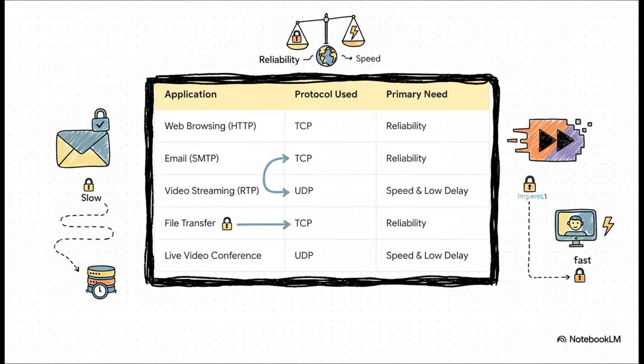But what about live video streaming, which often uses another protocol called RTP that's built right on top of UDP, or your video conference calls? They absolutely need speed and low delay above all else. So they embrace UDP and accept that an occasional tiny glitch is a trade-off that's well worth making.